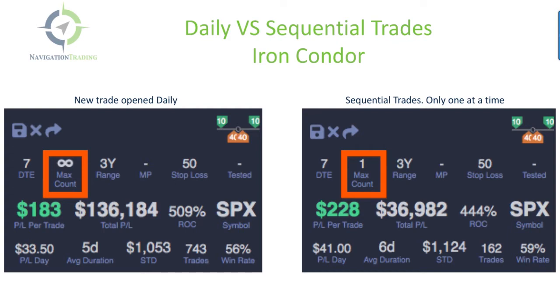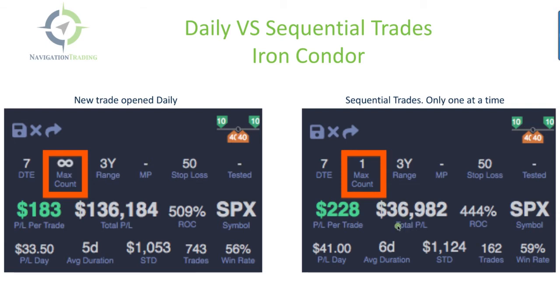I want to compare putting one on every day to putting them on sequentially. So in other words, you're putting one on, and then you're not putting another one on until you take that one off. And so the maximum number that you'll have on at any given time is 1. Well, look at the difference here. You've got a P&L per trade of $183 on putting one on every single day. You've got a P&L per trade that's higher, $228, when you're putting them on sequentially.